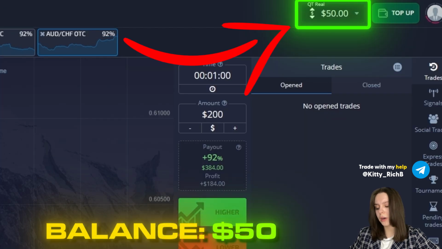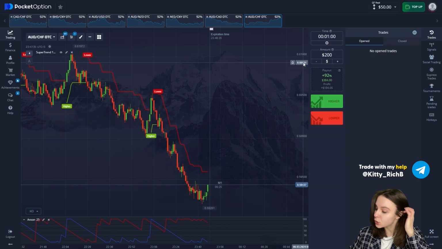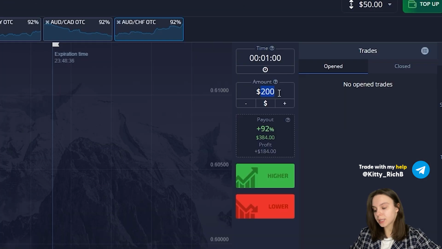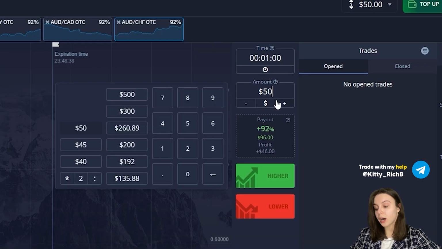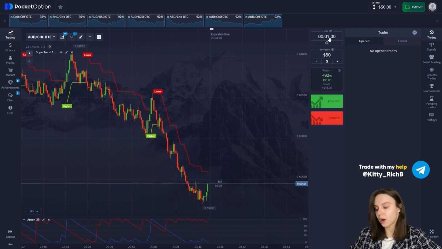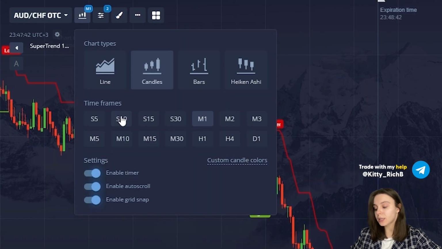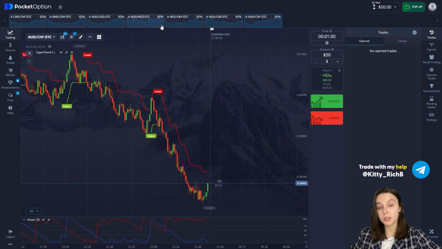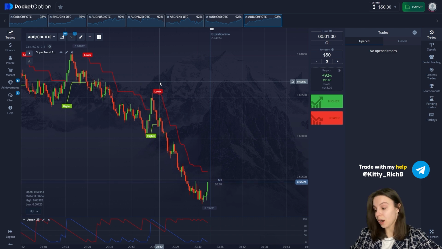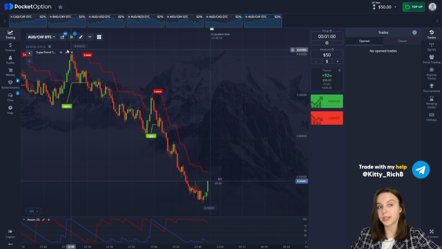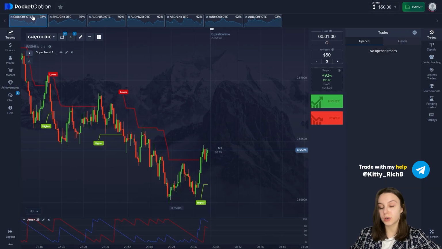On balance, we have $50. As you asked, we did it, the balance is smaller. Therefore, we set the transaction amount to $50. Time, we have 1 minute. Time frame on the chart, we also have a minute. And trading on currency pairs. We quickly checked everything, always do this, and move on to the first currency pair with which we will start our trading session. Now we have switched to the first currency pair.